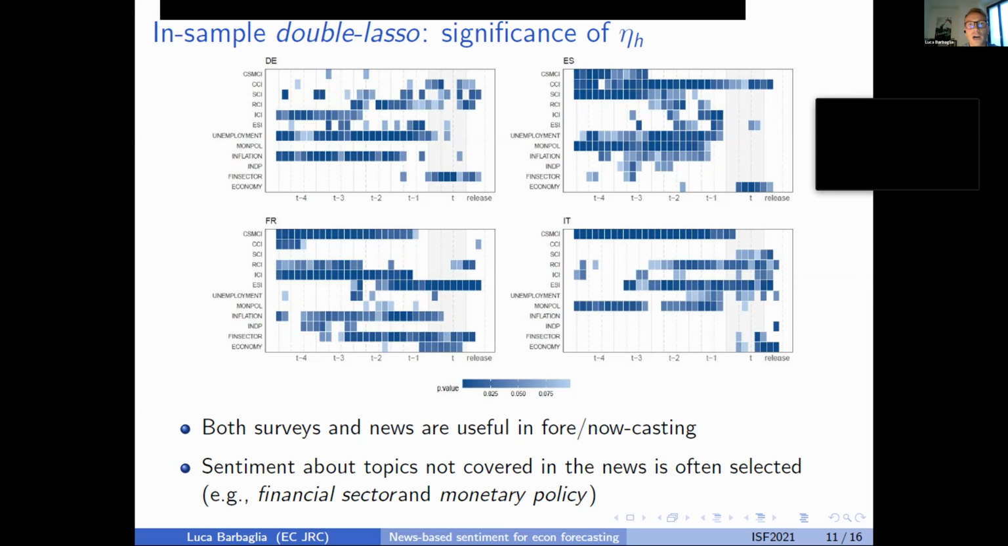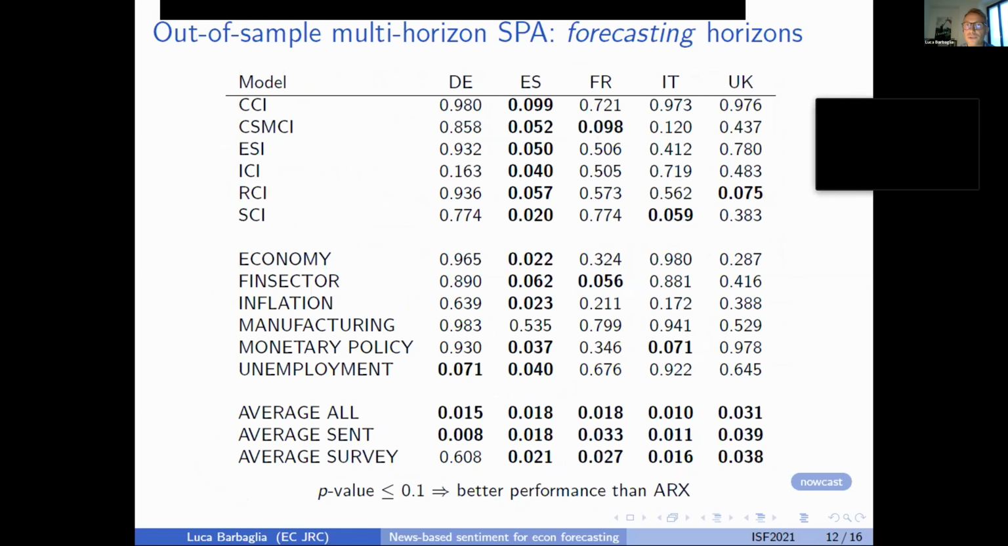Now, if we go to the out of sample exercise, what we are reporting here essentially are the p-values of the multi-horizon superior predictability test. Think of it as a Diebold-Mariano, but when considering all forecast horizons jointly. So it's quite a hard test to pass. If you pass it, it means that your forecast is doing well, better than the benchmark, jointly at many horizons. And what you see here is that both values indicate a better performance than the ARX benchmark.